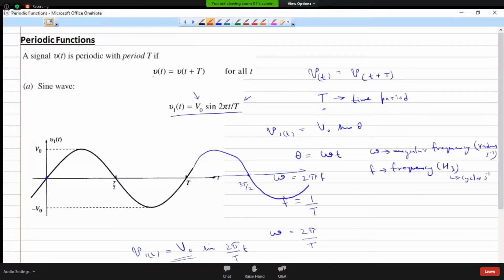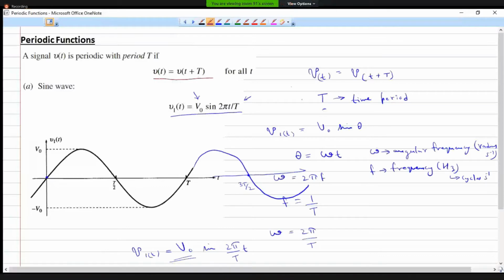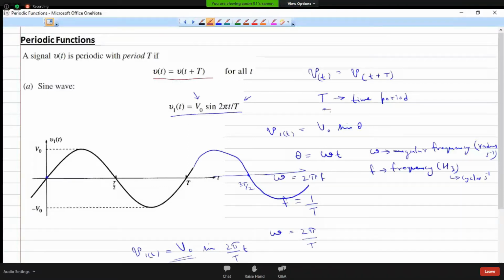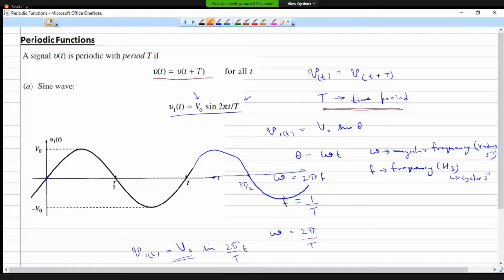We have defined what is a periodic function. That is, if we can express a function v of t is equal to v of t plus capital T, where T is called the time period, then that function is called a periodic function. The signal is called a periodic signal. The best example is the sinusoidal wave, which we already know has a period 2 pi.